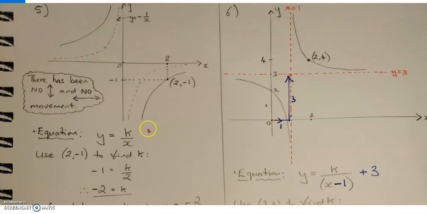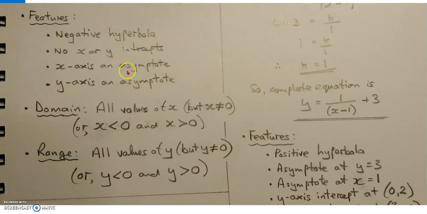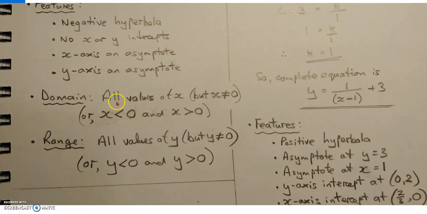So when you talk about the domain and range, you would say something like this: all values of x, but in brackets, x cannot equal 0. You might want to write it like this, that x has to be less than 0 and x has to be greater than 0, but x can't equal 0. The same is true of the range, all values of y, but y cannot equal 0, or y is less than 0, all the negative values of y, and y is greater than 0, all the positive values of y, but not y is equal to 0.